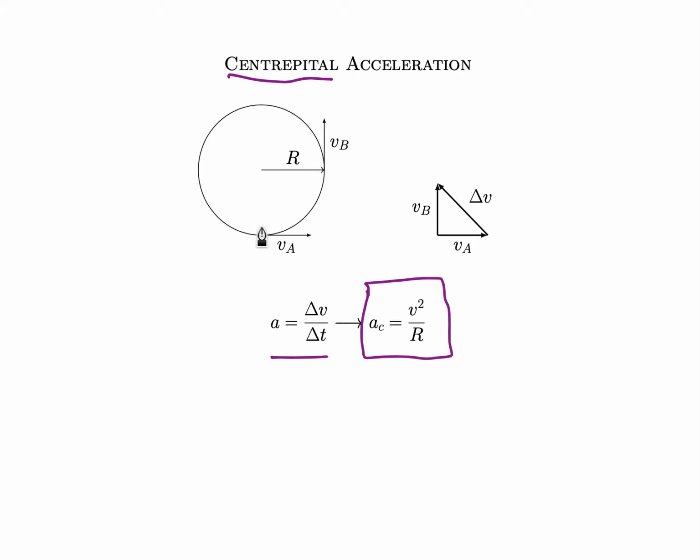If you stop and think about it, as the object moves around the circle here, v in magnitude isn't changing, but it's always getting pulled this way, toward the center of the circle.